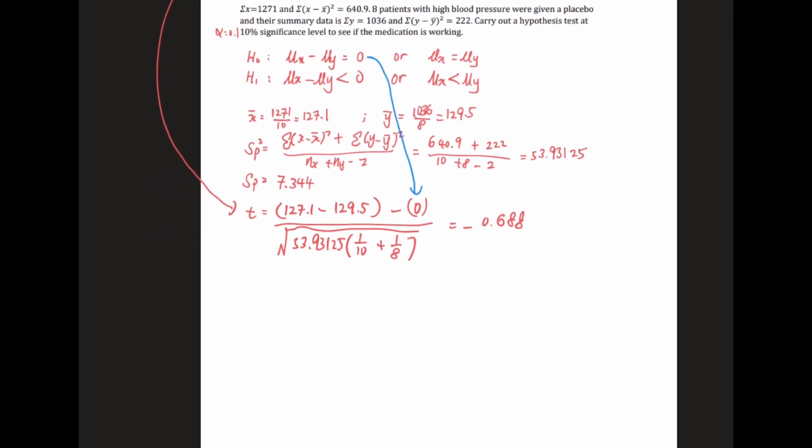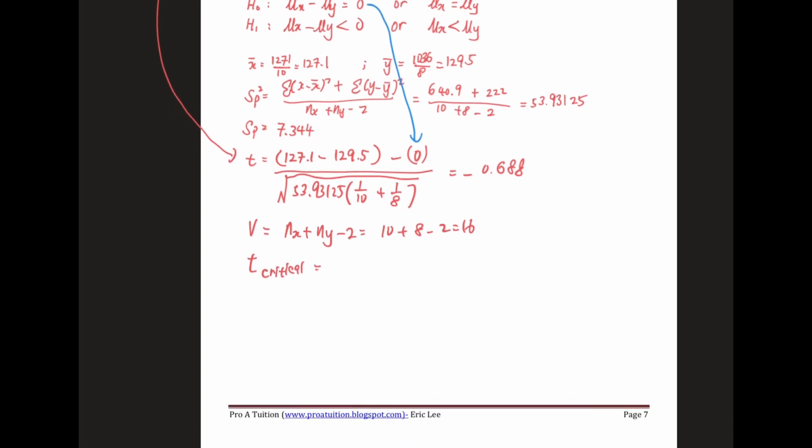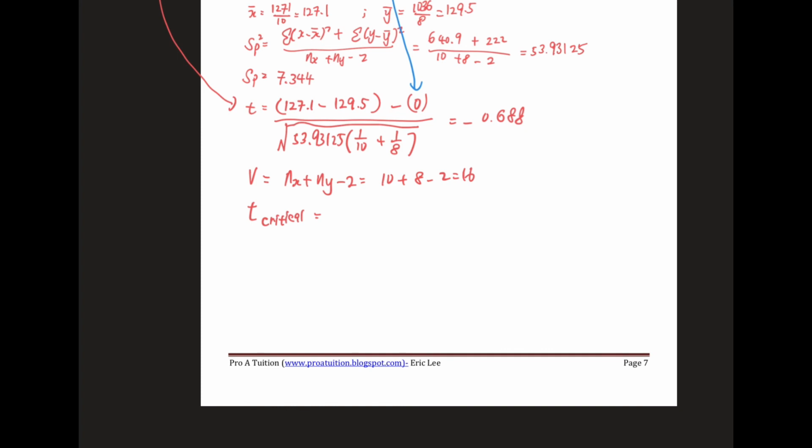Okay, then degree of freedom, nx plus ny minus 2. So we just take 10 plus 8 minus 2, we get 16. Okay, so we have to check the table to get the t critical. Okay, so our significance level is 10%, and then it is left tail. Okay, so we check the table now.